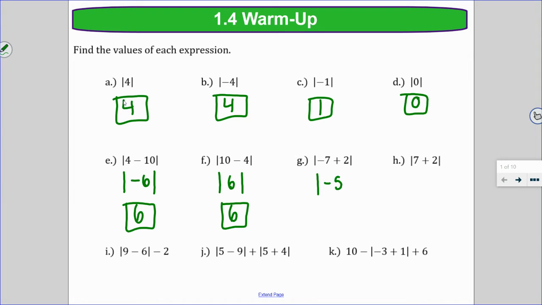-7 plus 2 is -5. Absolute value of -5 is +5. 7 plus 2 is 9. Absolute value of 9 is 9. All right, 3 more to go here.